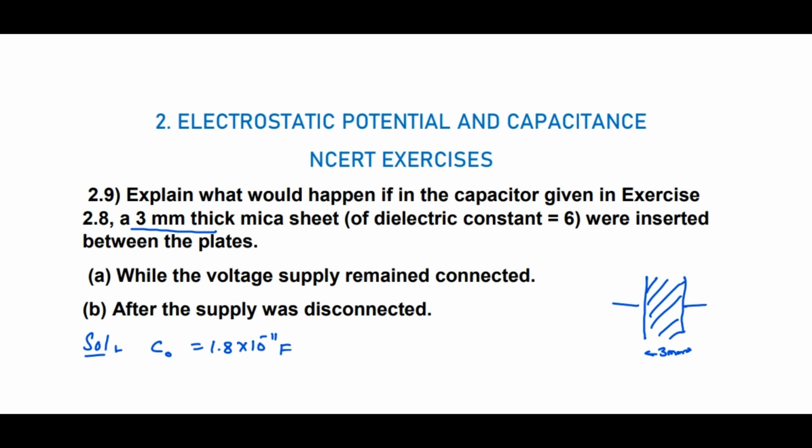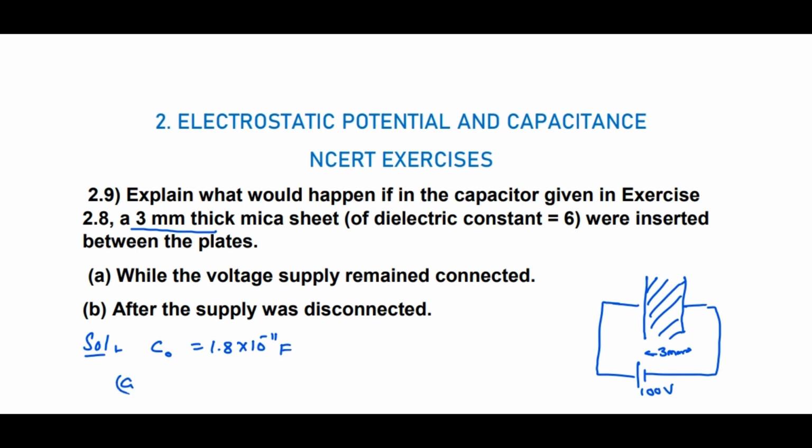Now, here again there are two cases. While the voltage supply remains connected, we need to find out capacitance and charge. And after the supply was disconnected, we have to find them again. Now, first case, it remains connected. How much is there? 100 volt is there.